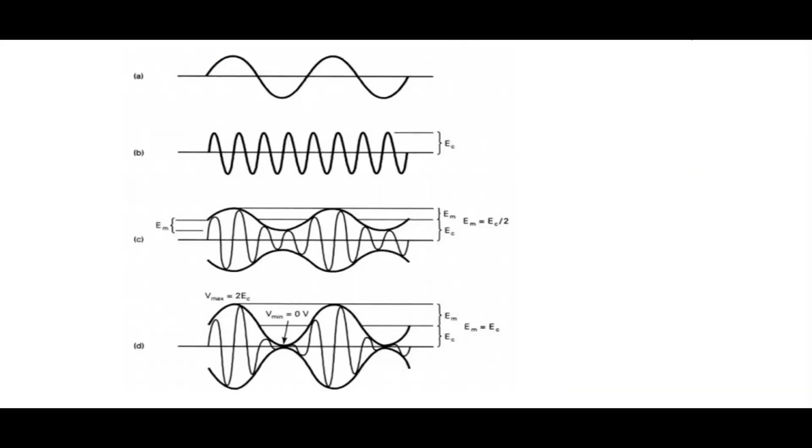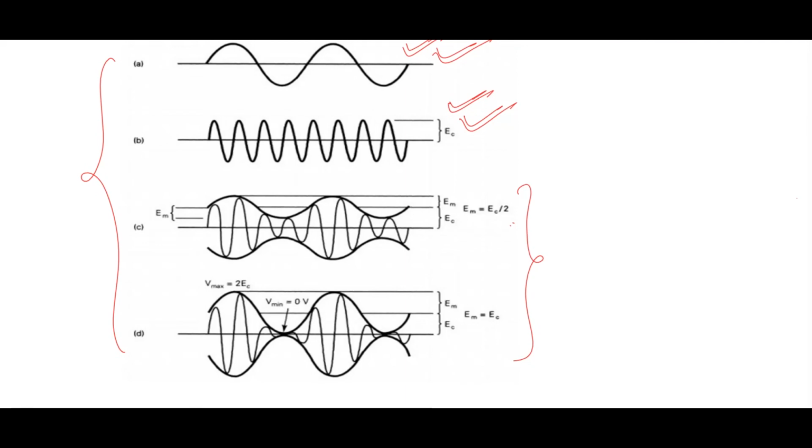Now let us understand the effect of modulation on the AM wave. As you can see, this is the low frequency signal. Here we have the carrier waveform. This one is still in unmodulated form, and this wave we need to modulate. After modulation you can see two different cases here.